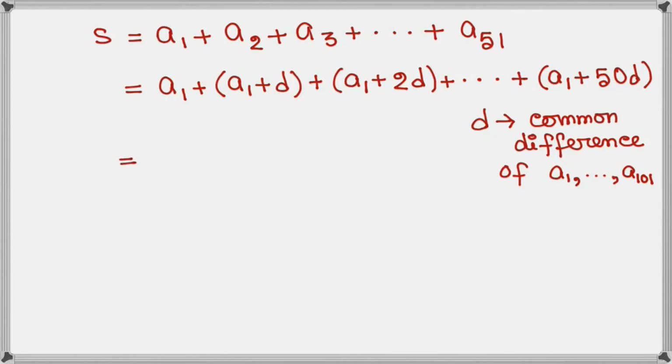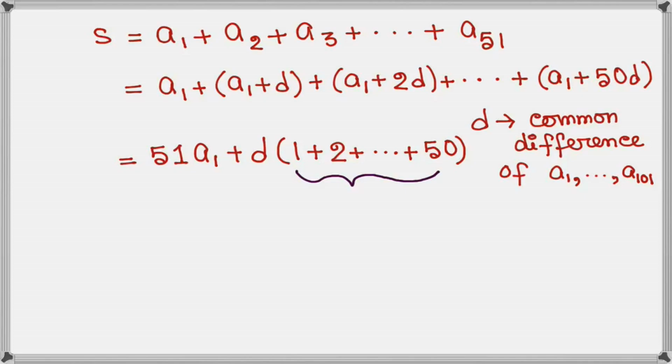Now if we collect all the a1s together, we get 51 a1, and from the remaining terms we take d common and we get 1 plus 2 plus so on and so forth up to 50. Again we can see that this is an arithmetic progression and this is equal to 50 into 51 divided by 2.